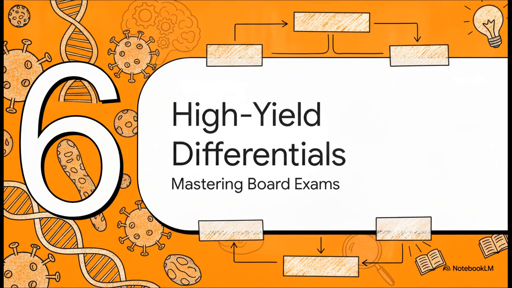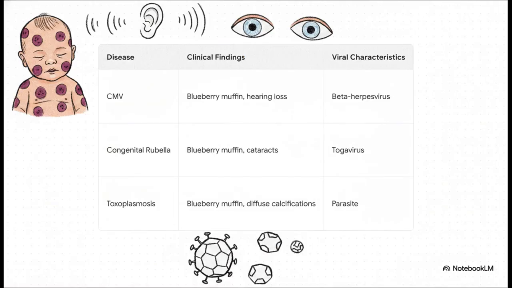Finally, Section 6, High-Yield Differentials. This is where we put it all together. If a test question features a newborn with that blueberry muffin rash we talked about, immediately pull up your mental TORCH differential table. CMV is the most common cause, sure, but congenital rubella and toxoplasmosis can also cause that exact same rash. So how do you tell them apart?